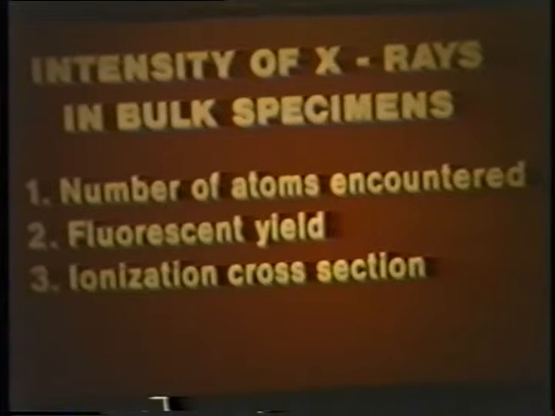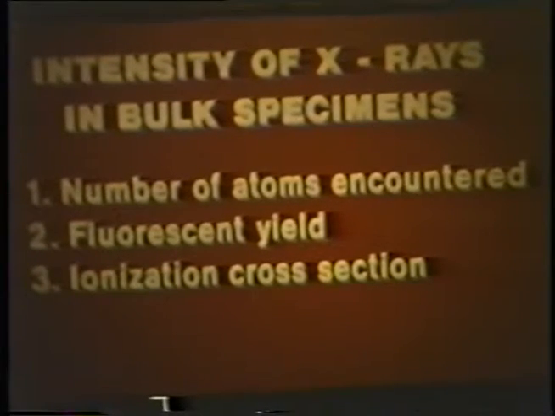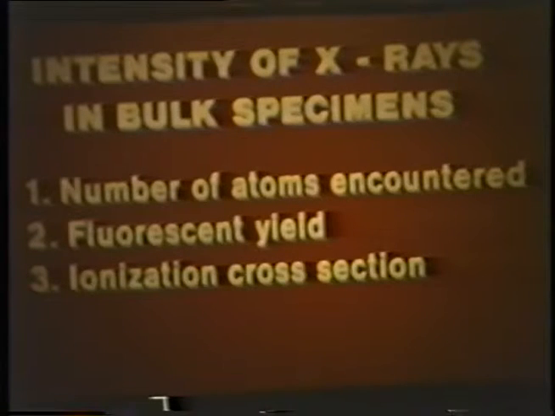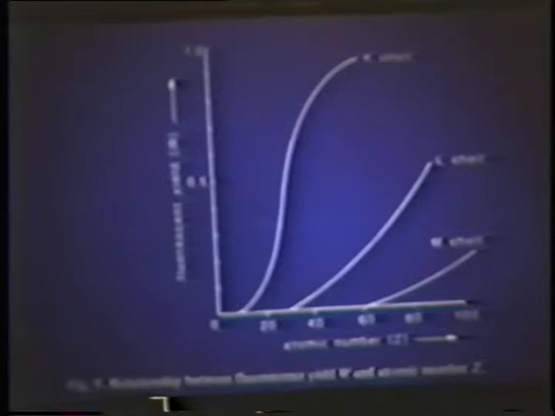So those are these three factors: the number of atoms encountered, the fluorescent yield, and the ionizing cross-section. Now, below this figure, the X-ray yield drops away very rapidly. Above this figure, there is no improvement in X-ray emission, and the primary beam, because of its energy, will penetrate deeper and deeper into the sample. And this penetration has two important consequences for X-ray microanalysis. The next slide, please. The further the beam penetrates into the sample, the larger the size of the volume from which the X-rays are emitted.